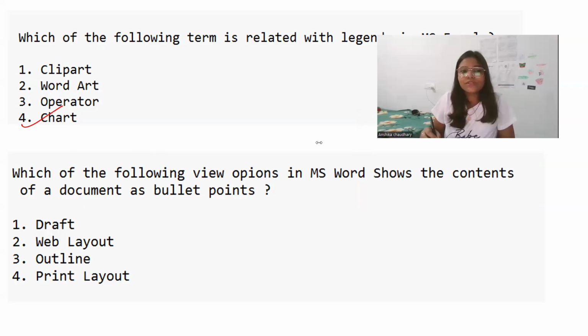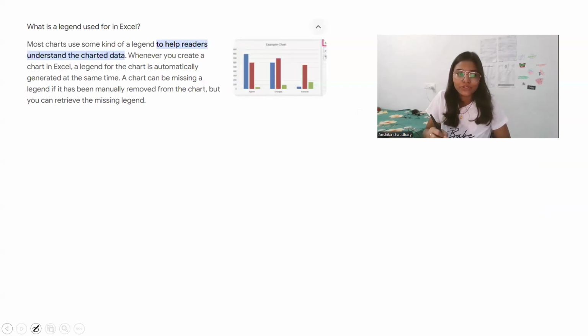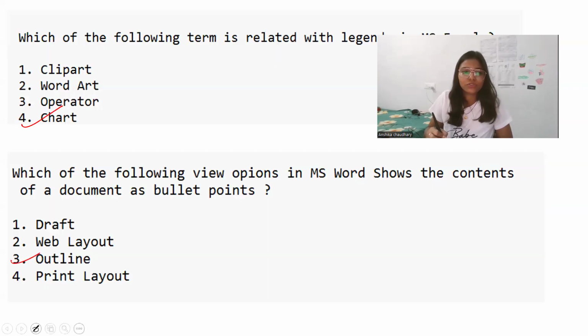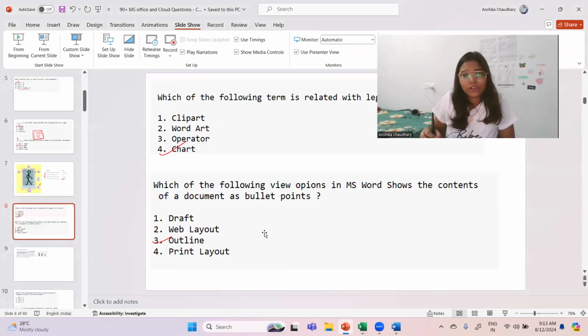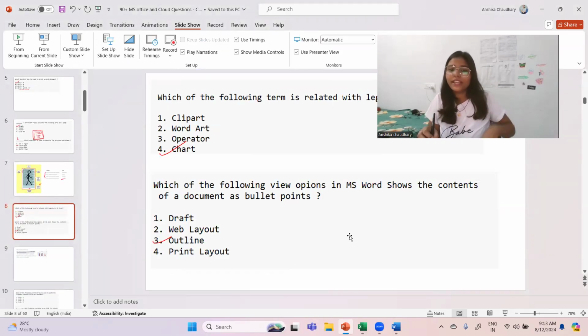So the next question is, which one of the following view options in MS Word shows the content of a document as bullet points? So the answer will be outline. Now let me show you how it will show. Let me do it practically. Right. So what was the question? Which of the following view options in MS Word shows the content of a document as bullet points?